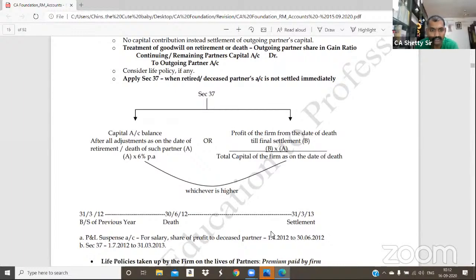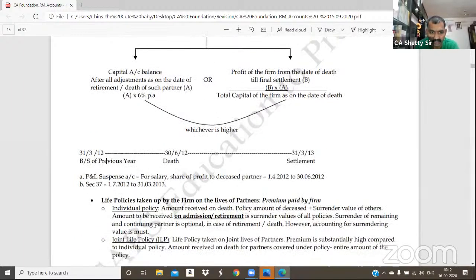Extremely important. So just to mention, assuming 31st March is the balance sheet of the last year, and on 30th June the partner dies, and if the accounts are settled on 31st March, from 31st March to 30th June, you are the partner, you have to give him. But there is no concept of preparing a P&L account in the middle of the year. That's why you open a special account called P&L suspense account.